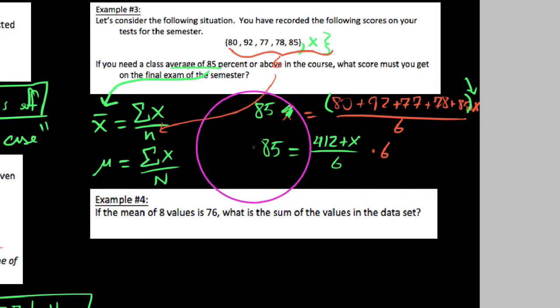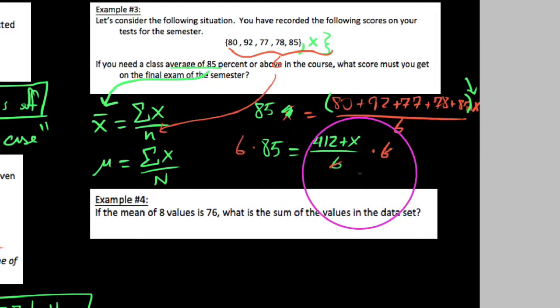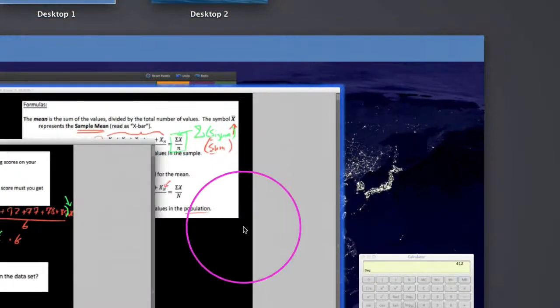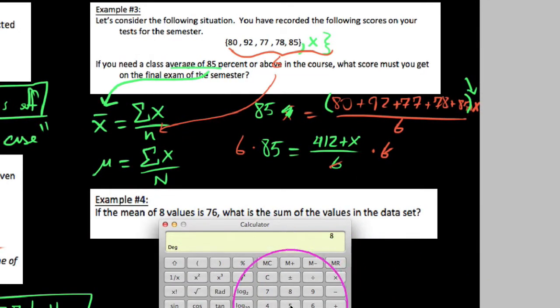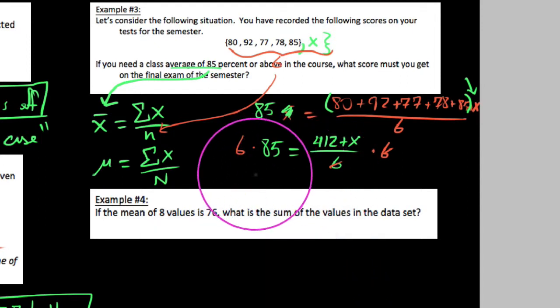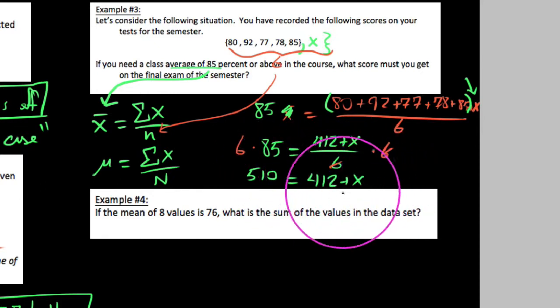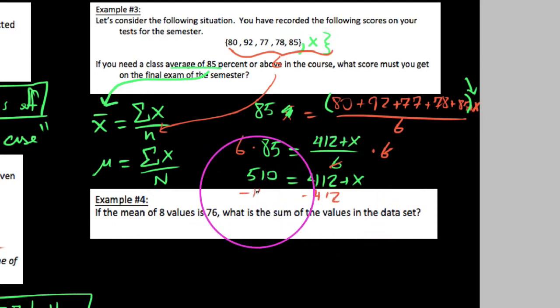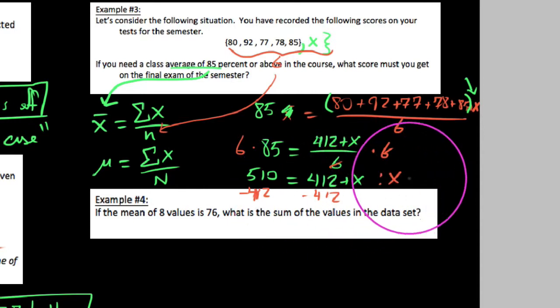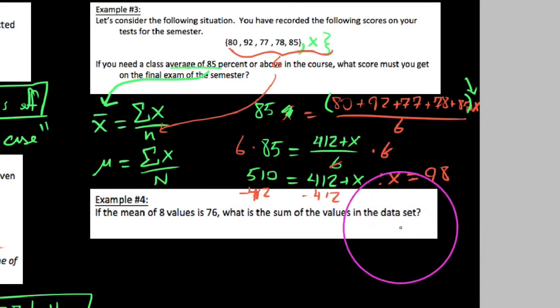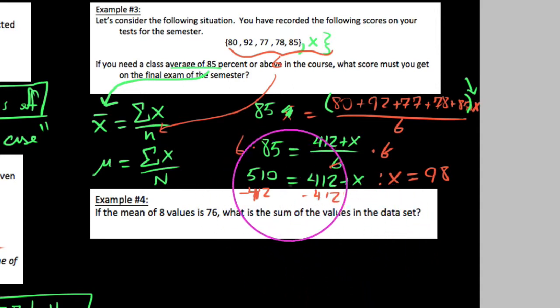We multiply both sides by 6. This will cancel out the 6 on the right. And so we get 85 times 6, which is 510. So on the left here we have 510 equals 412 plus our single x, and subtracting 412 from both sides, we would get that x equals 98, I believe, if you take 412 away from 510.